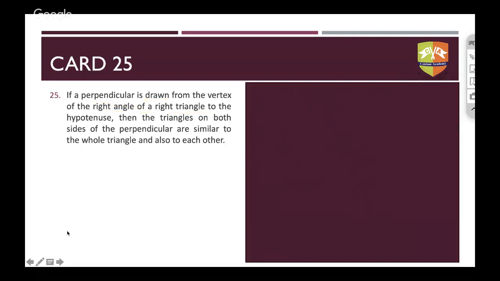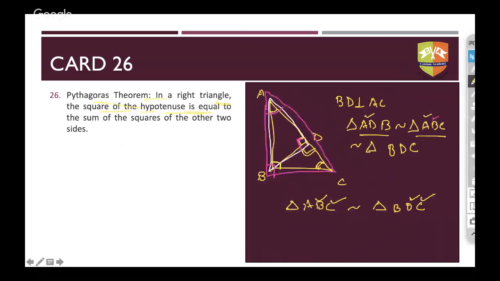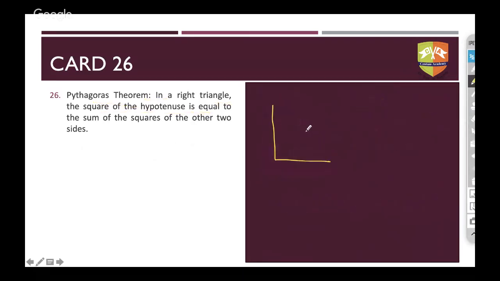We are running short of time. We have 4 slides more to go, so we'll complete. Okay, Pythagoras theorem. In a right triangle, the square of hypotenuse. You would have done this so many times, so let me not go again. So if you want, this is what the proof looks like.